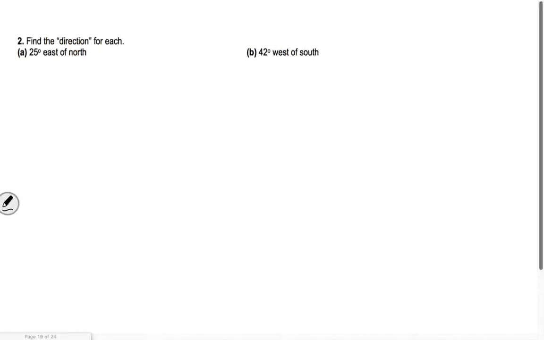All right, so this last little bit that we have. It says, find the direction for each. So sometimes we use really weird sayings. I always hated these in school. So when you see something that says 25 degrees east of north, we need to know what that means, because sometimes they're in story problems. So if I say 25 degrees east of north, what we're going to start with is the north.